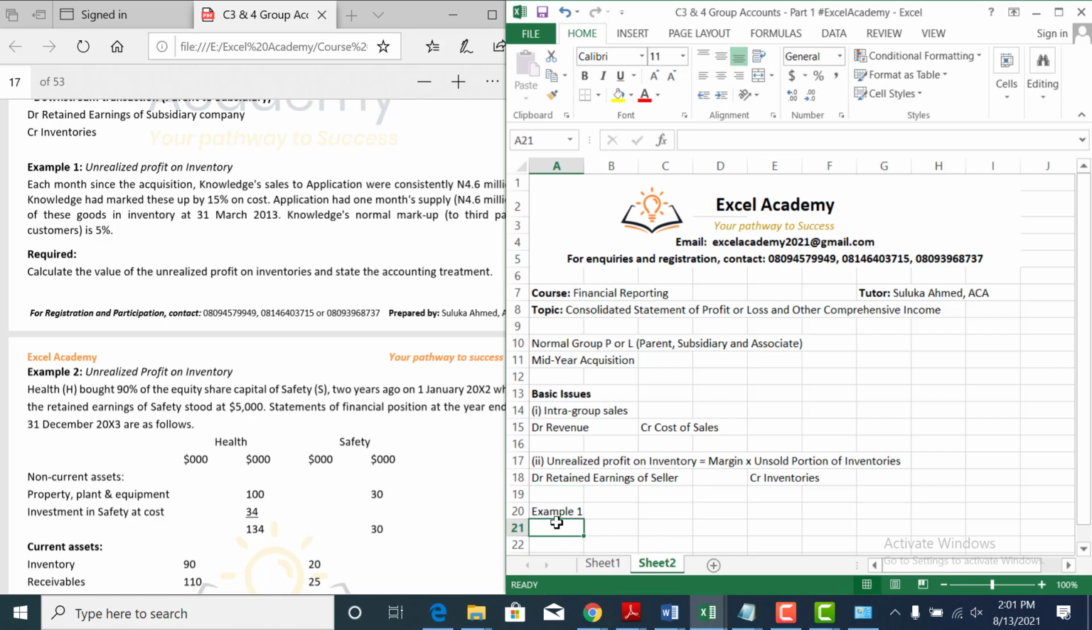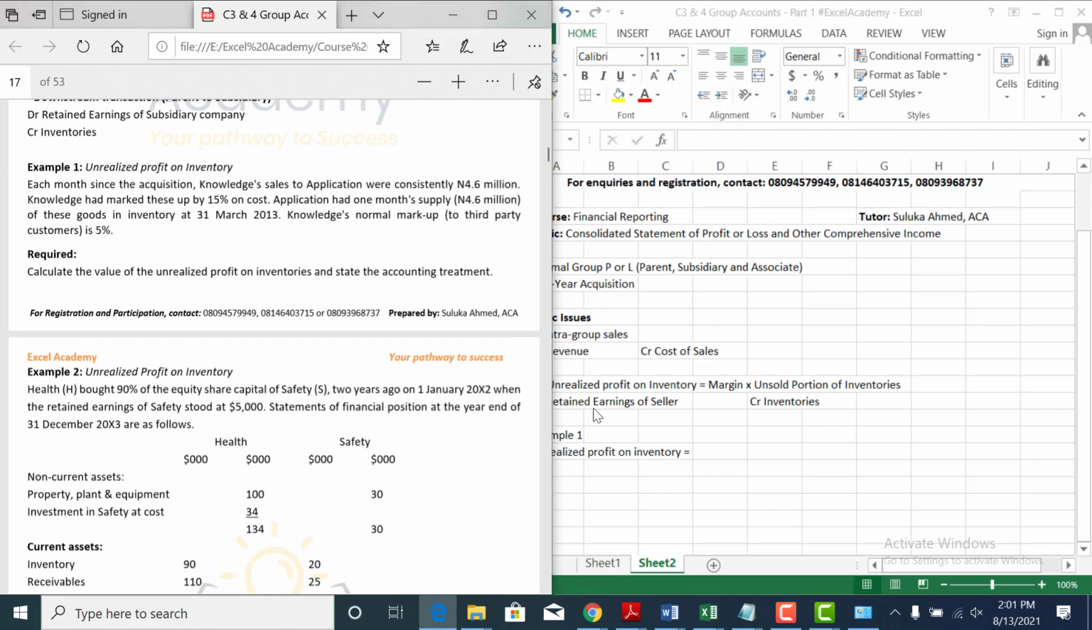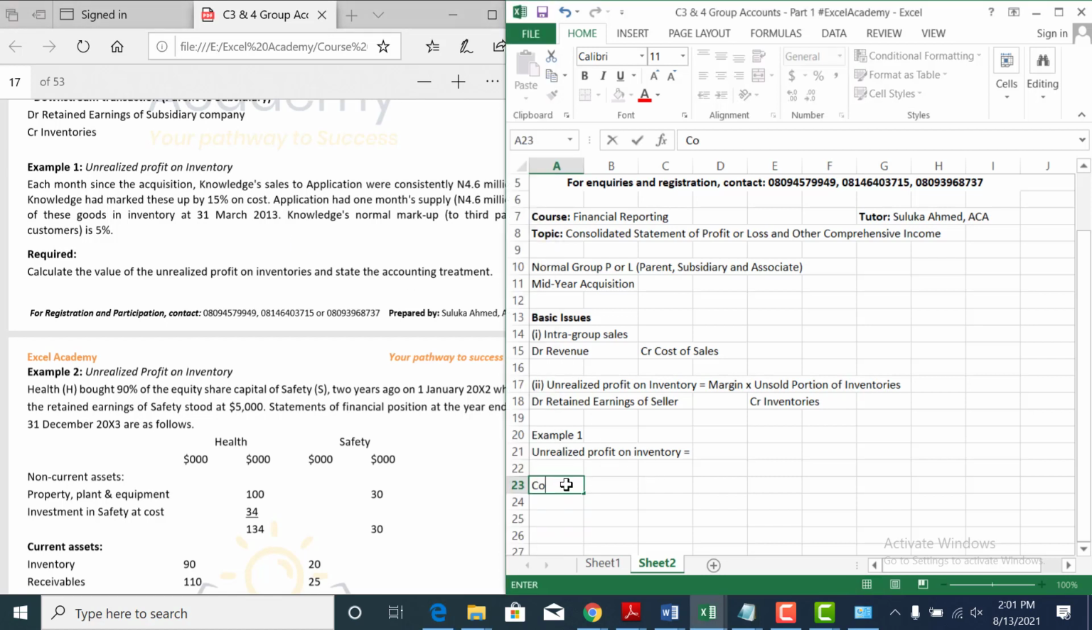So now the example one, let's calculate the unrealized profit on inventory. First of all, determine the margin, right? They told us that it is marked up by 15% on cost. And here we are given the sales value, which means we need to convert markup of 15% to margin. Margin would be 15 over 100 plus 15. That would be 15 over 115. That would be the margin.